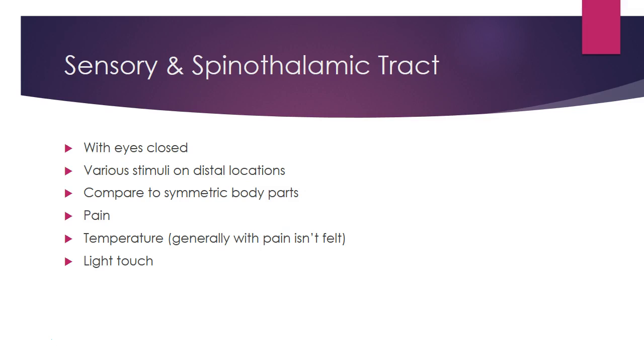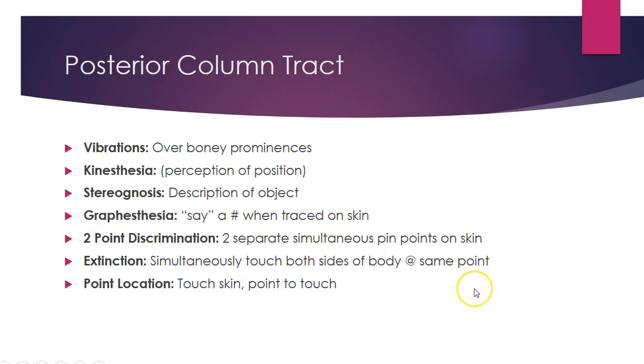See if they're having any issues with temperature, and light touch. You're going to have vibrations over bony prominences, kinesthesia, which is the perception of position. Stereognosis is a description of an object, so you have them close their eyes and you put something in their hand. If somebody has astereognosis, it indicates Alzheimer's or lesions of the sensory cortex.